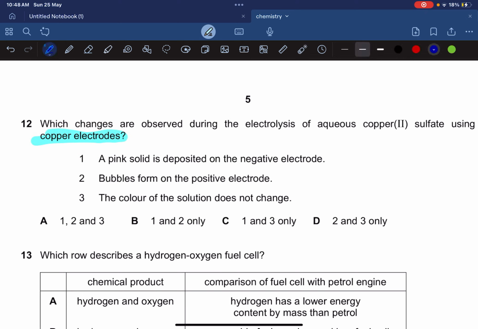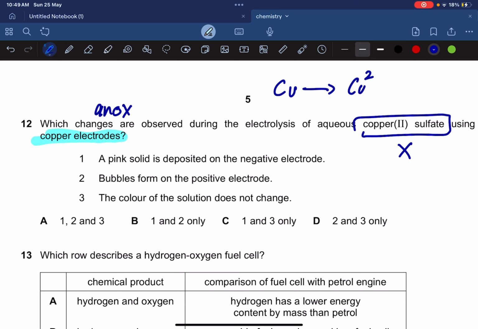So what's going to happen at the anode? Oxidation is going to happen, but of what? Not of the solution you've taken, not of copper(II) sulfate. Oxidation is going to happen of your anode. So the anode is going to oxidize. Oxidize means loss of electrons. Your copper is going to lose 2 electrons. It's going to form Cu2+ ions plus 2 electrons, and your anode is going to dissolve. That's what's going to happen at the anode.